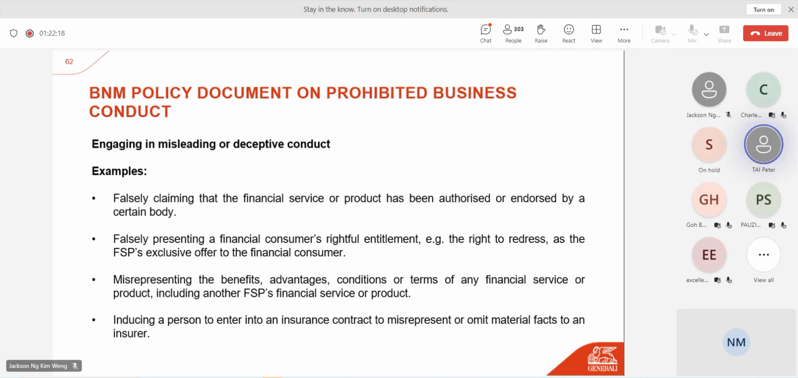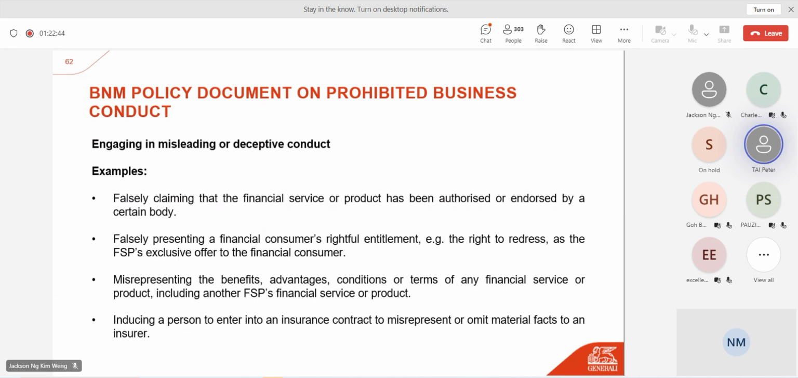Next, misrepresenting the benefit, advantage or condition of financial services, including another FSC financial product. In other words, as I mentioned earlier, certain life companies are competitors, so they say bad things about our AXA Life policy. This is what it means. We should not misrepresent.